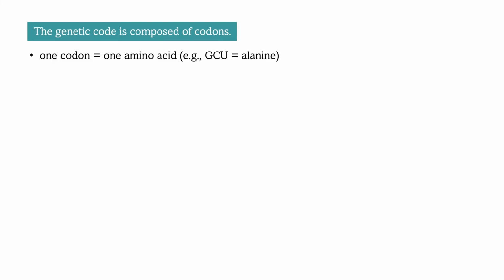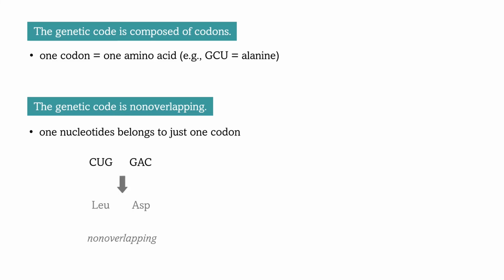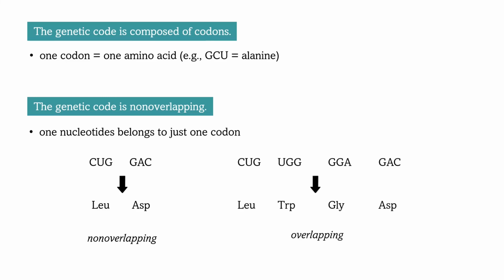The second important characteristic is that the genetic code is non-overlapping, which means that each nucleotide is part of a single codon. In other words, one nucleotide belongs to just one codon. For example, a sequence of cytosine, uracil, guanine, guanine, adenine, cytosine is going to code for 2 amino acids, leucine and aspartic acid. However, if it were overlapping, it could be read as follows: leucine, tryptophan, glycine, and aspartic acid. So we have to remember it's non-overlapping.